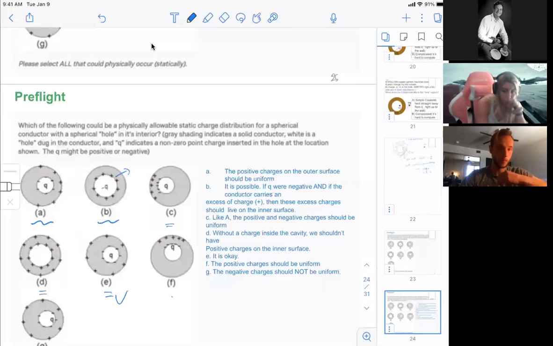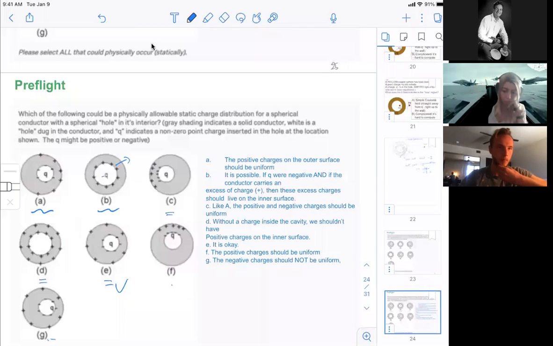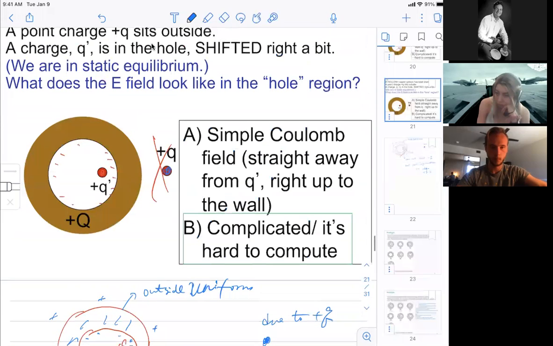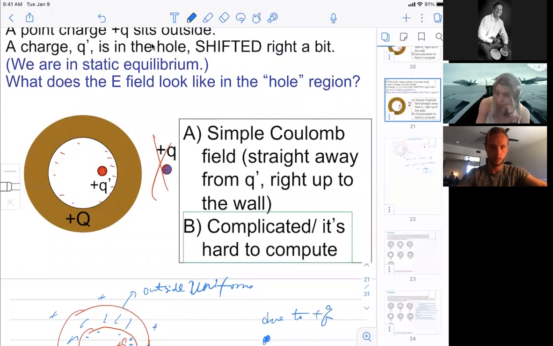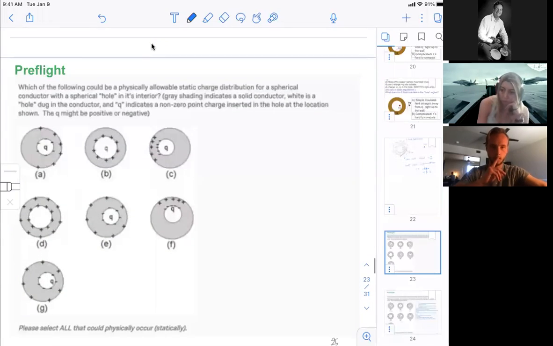The positive should be uniform in the middle. The negative is okay, it's non-uniform inside. G, the negative charges are non-uniform. It should not be uniform like this one. You can see it's just a variation on the question we have just posted in the clicker. So if you go through the clicker and are very careful to understand the clicker questions, these would be easier to figure out, okay?